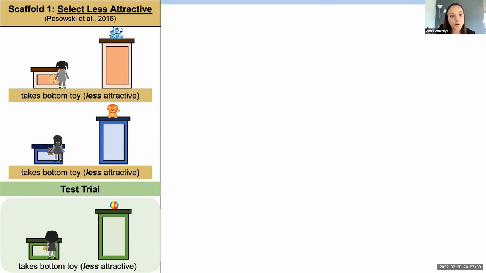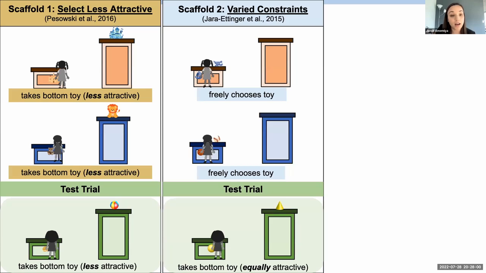The second condition was a replication of Hara-Ettinger et al. Here, the toys are back to being equally attractive, but now the first two stories before the test trial are about unconstrained actors who are freely able to choose their toys, to then emphasize the greater choice that Cody's environment, the last actor, could have provided.